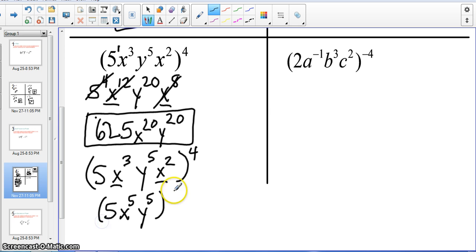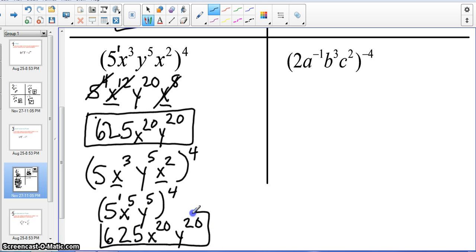Now I'll do the power rule. So 5 to the fourth is 625. 5 times 4, x to the 20th. For the y, 5 times 4, y to the 20th. If we look, I have the same exact answer. I just did it two different ways.